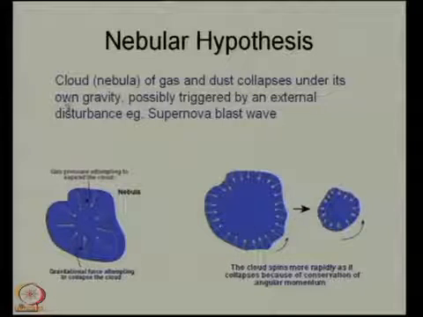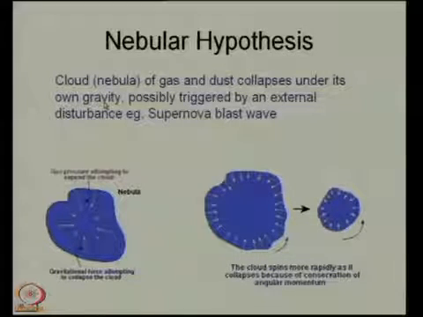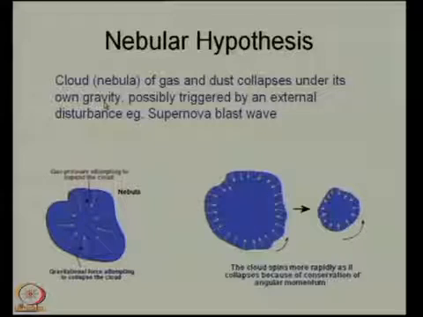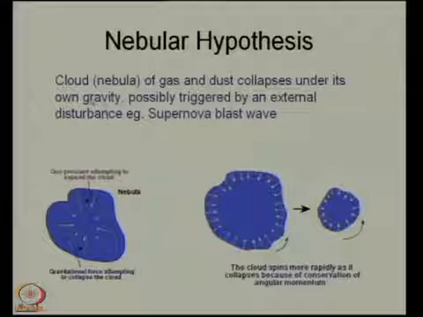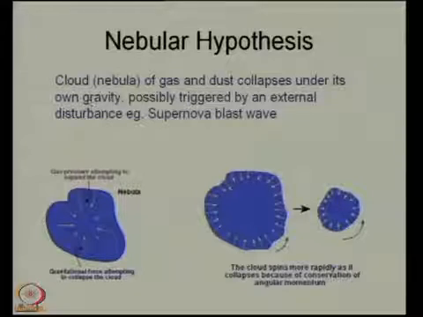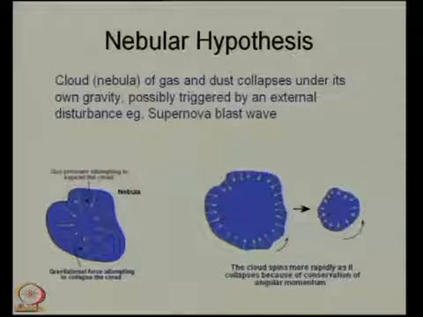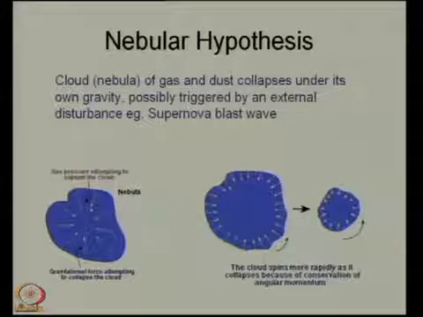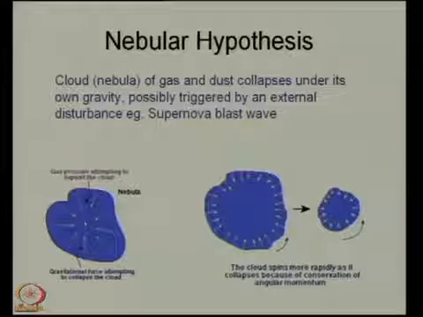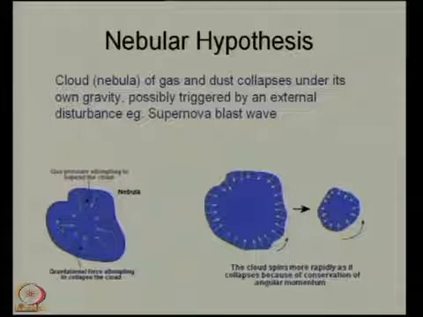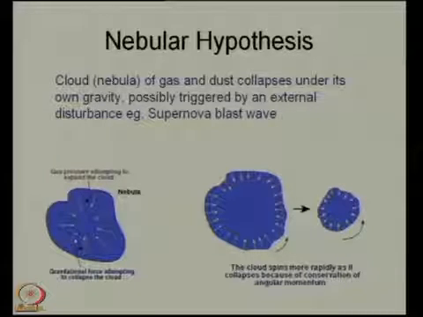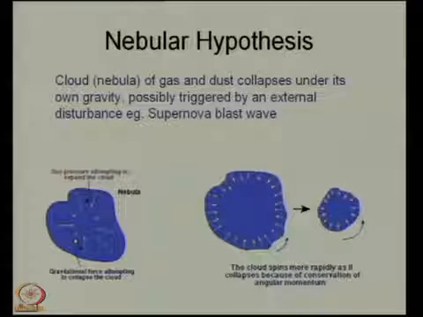The picture is as follows: you have a cloud of gas and dust, and this cloud collapses under its own gravity. Okay, so this is the cloud of gas and dust, and its own gravitational pull tries to make it collapse. Okay. But there is another force, which is the pressure gradient, we shall learn about this later on, which tries to prevent this collapse.